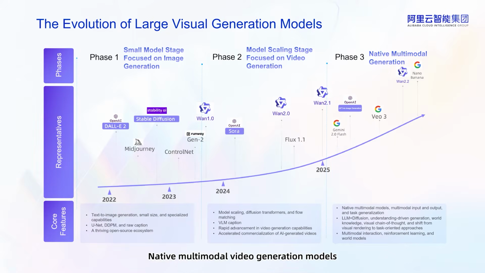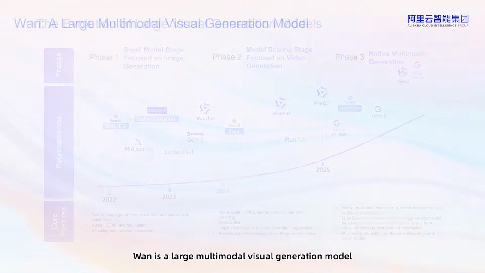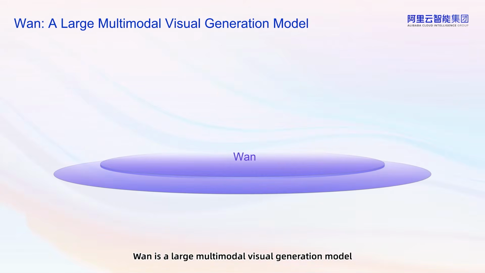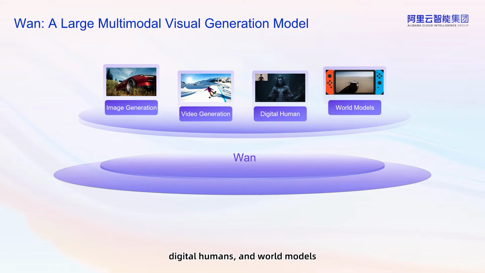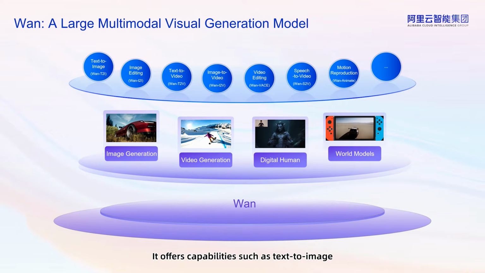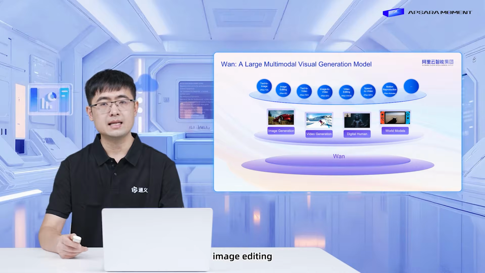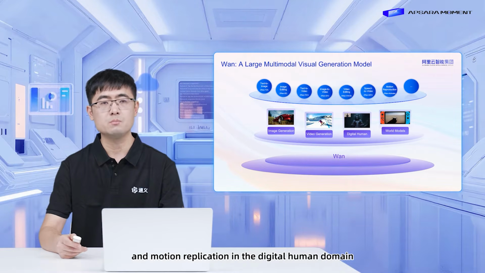Native multimodal video generation models, combined with multimodal interaction and reinforcement learning, also provide an effective pathway toward developing world models. And Wan2.5 Preview is a representative model of this native multimodal stage. Wan is a large multimodal visual generation model covering 4 major domains: image generation, video generation, digital humans, and world models. It offers capabilities such as text-to-image, image editing, text-to-video, video editing, as well as voice synthesis, driving video generation, and motion replication in the digital human domain.